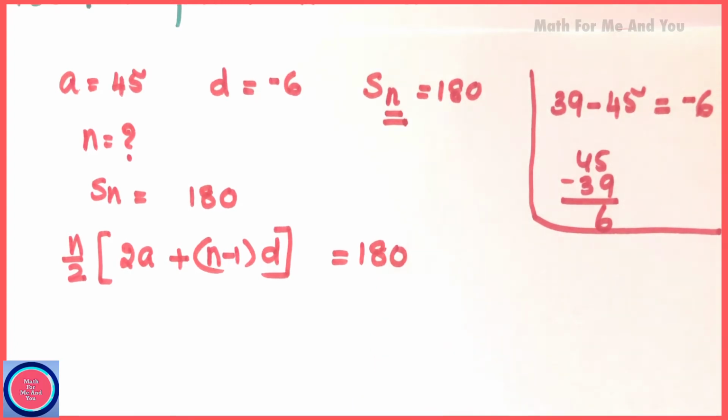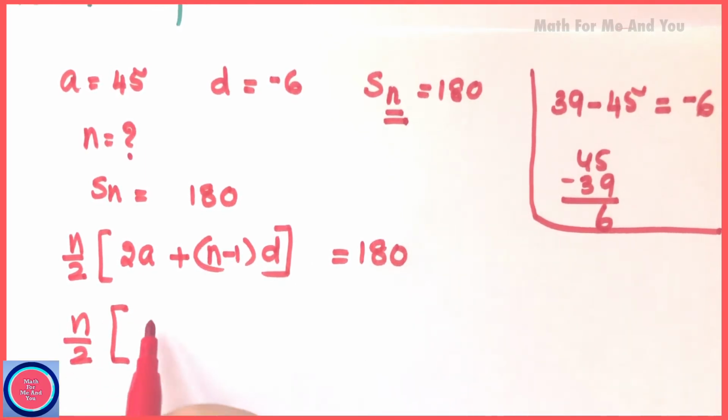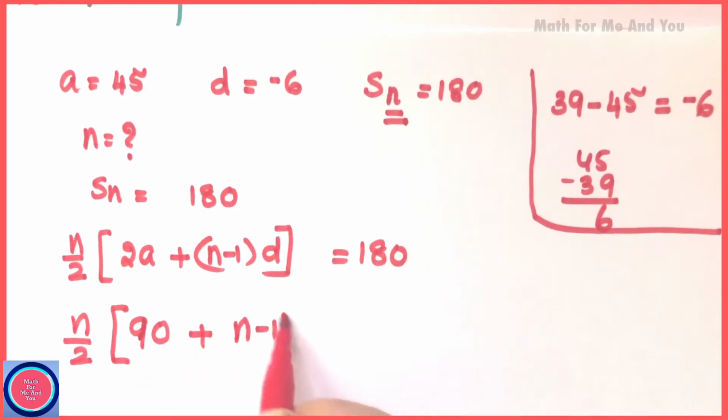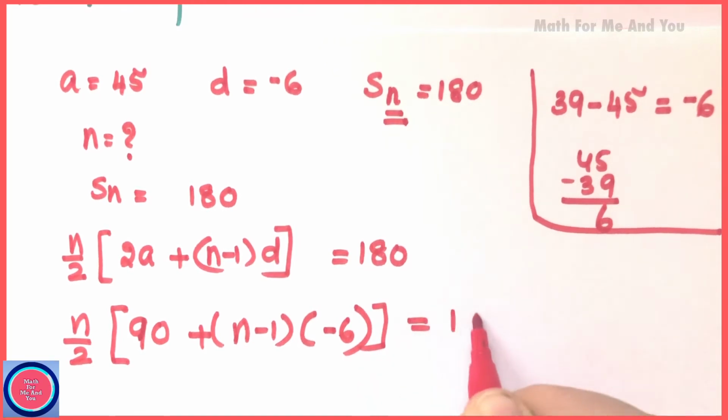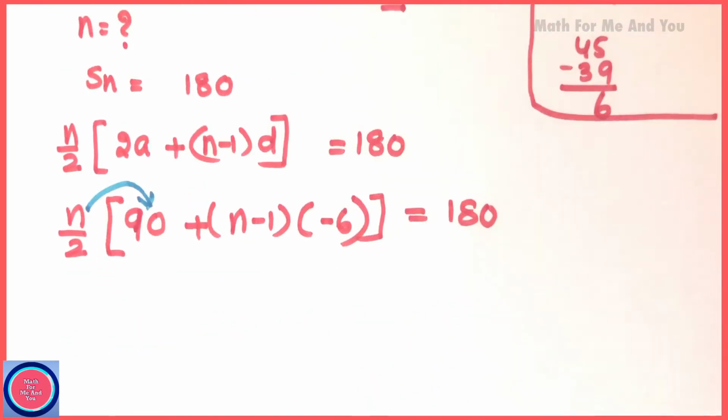Next we can replace A and D with the values 45 and minus 6. N over 2 times 2A becomes 2 times 45. How much is it? It is 90. Plus n minus 1 times D we can change with the number minus 6. Close the bracket, is equal to 180. Next we can multiply with n over 2. 90 times n over 2. 90 over 2 is 45 times n. It is 45n. Plus n over 2 times n minus 1 times minus 6.